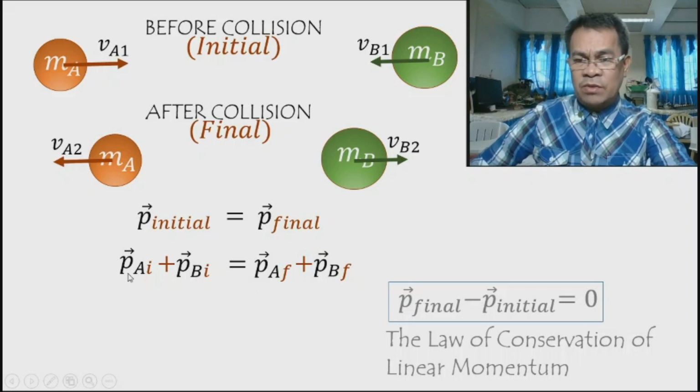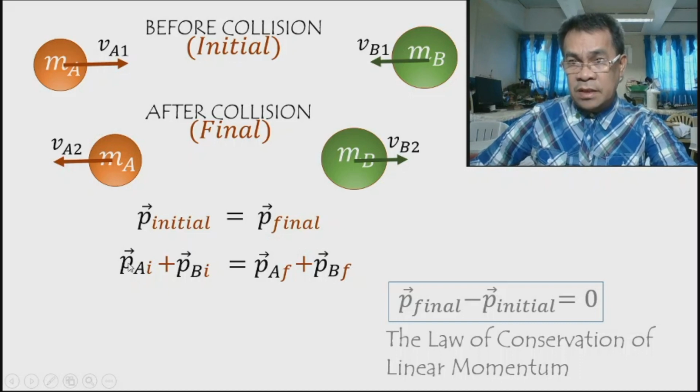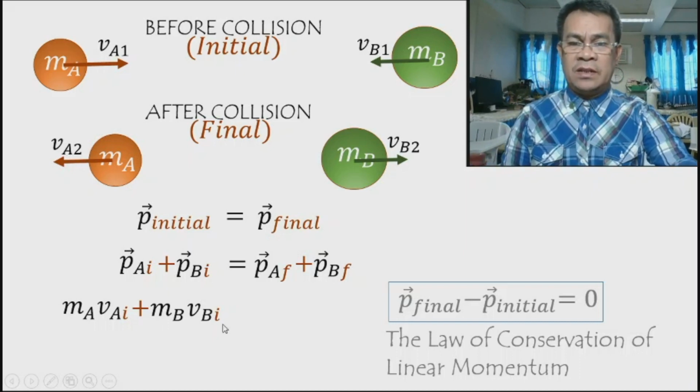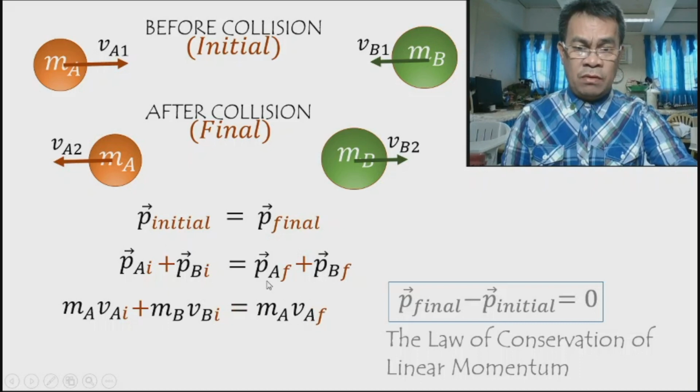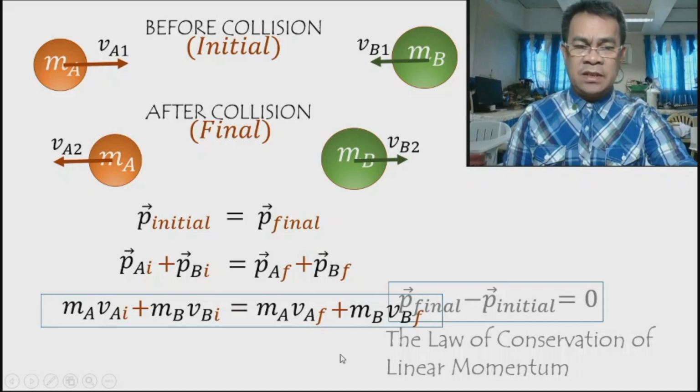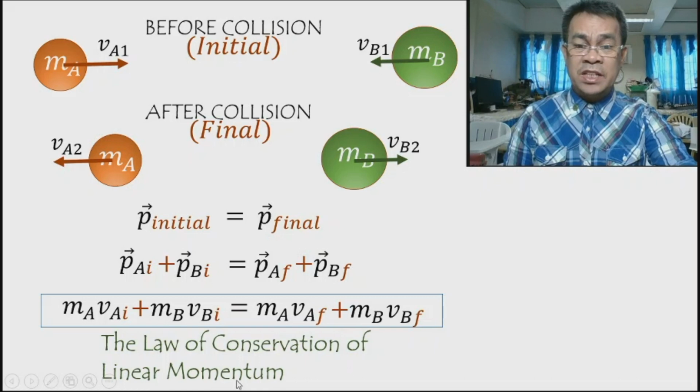So next is to apply the definition of momentum, because momentum is mass times velocity. So this should be the mass A times velocity A initial. This is the momentum A initial. While the momentum B initial should be the mass times the velocity, representing VB1. Now this should be equal to what? The momentum of A final, which is the mass A times the velocity A final, or VA2. Then added to the momentum B final, which is mass B times the velocity B final. That's it. We call this the law of conservation of linear momentum.